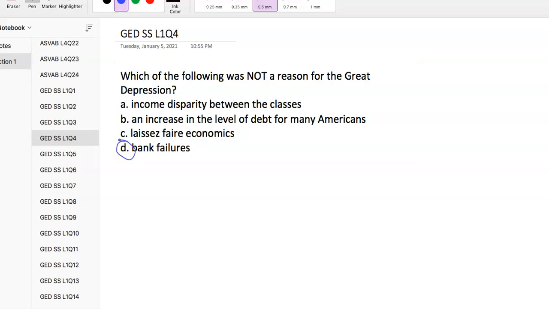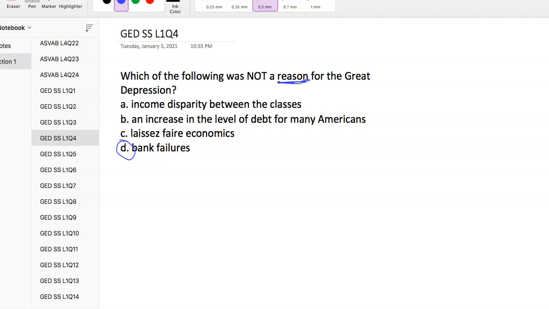With bank failures, a lot of people go for that answer choice. They were a result of the Great Depression, but did not cause it. So we want to make sure that we look carefully at some of these questions, because a reason is similar to cause, but not a result.